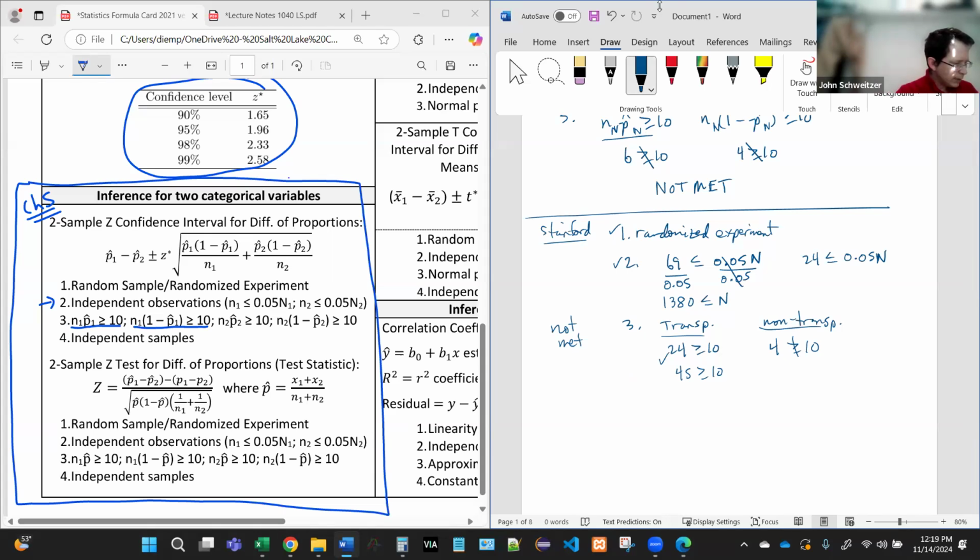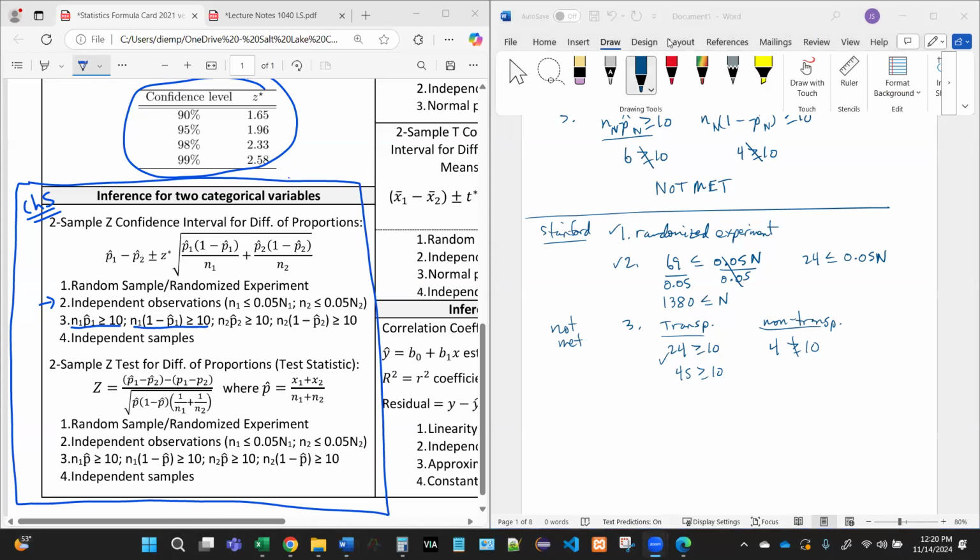So that's it for the confidence interval stuff here. Are there any questions about that? So we know now how to build confidence intervals for comparing two populations when it comes to a categorical variable. Now what we're going to do is the other major kind of inference, and that's hypothesis testing.